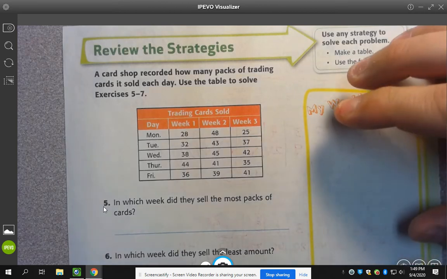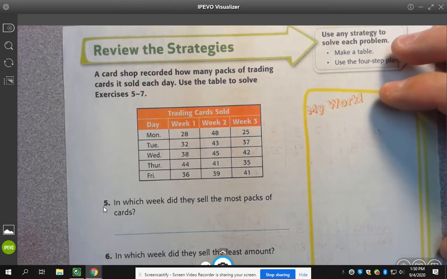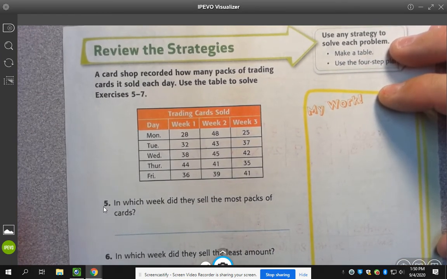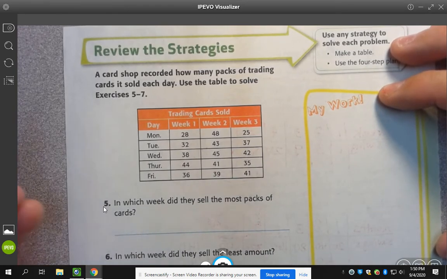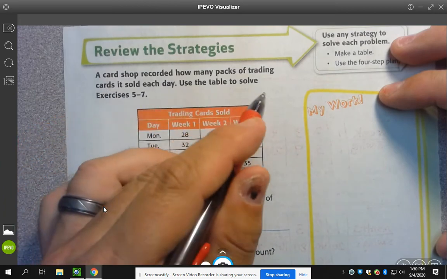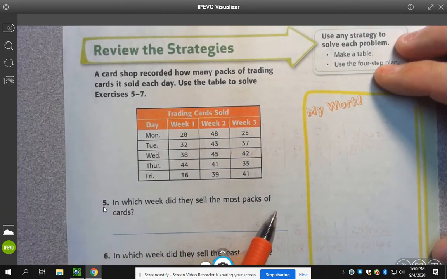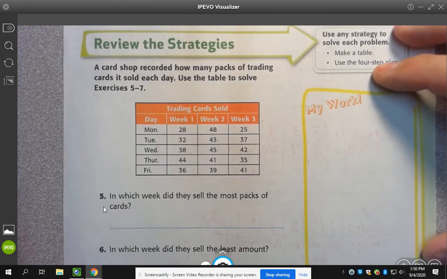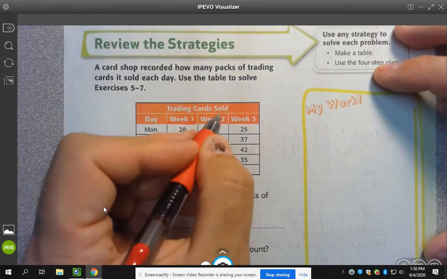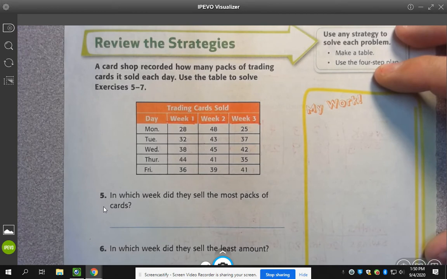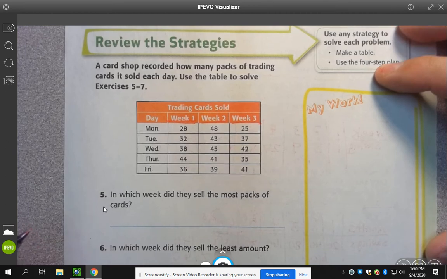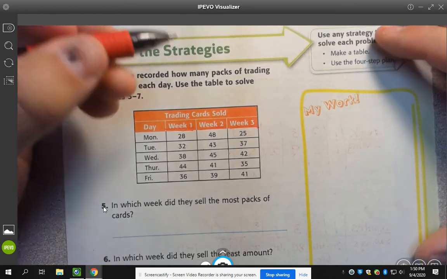All right. A card shop recorded how many packs of trading cards, like Gavin has trading cards or Pokemon cards or whatever they are, it sold each day. Use the table to solve. So in which week did they sell the most packs of cards? This is week 1, week 2, week 3. You're going to have to add every week up, aren't you? Get to adding, kids. Okay, let's go ahead and do it together.